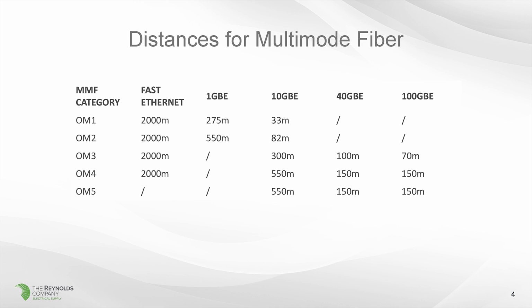10 gig Ethernet, in our industrial situations, is probably the highest speed we're going to see. And typically this will be on the back of enterprise layer switches. That's where we're going to see these speeds. Generally, we are not going to see them out in the field.